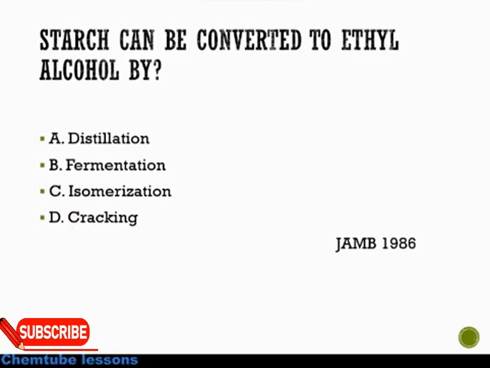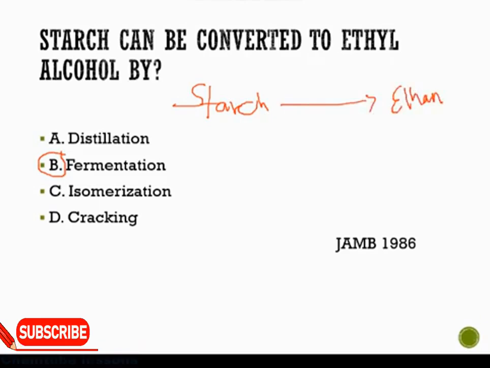Starch can be converted to ethyl alcohol by fermentation. Fermentation is a reaction that converts starch to ethanol. Okay, so we use yeast. Yeast is a fungus which catalyzes the fermentation process.